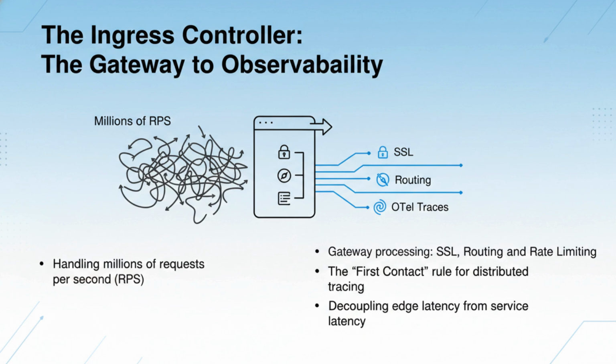By leveraging OpenTelemetry within the ingress layer, we can inject trace headers and collect latency metrics at the very start of the request chain. This allows us to distinguish between network-induced latency at the edge and actual application-level bottlenecks within the service mesh, providing a clear boundary for troubleshooting complex multi-region failures.